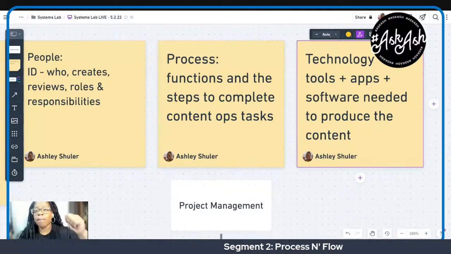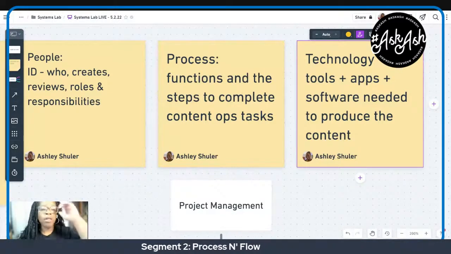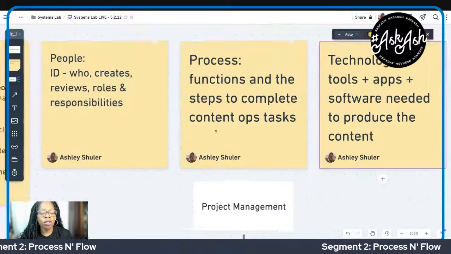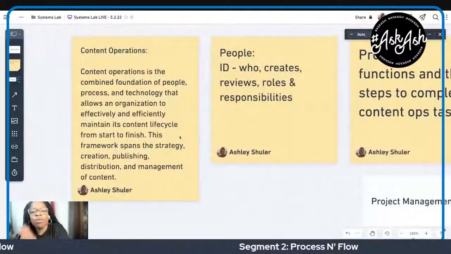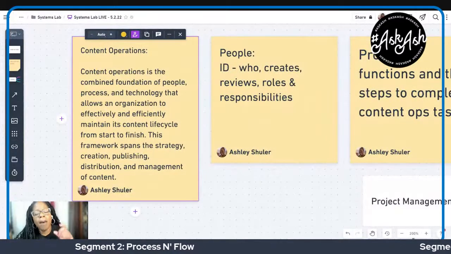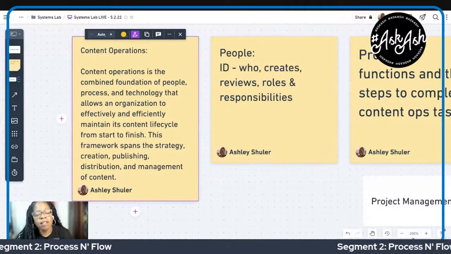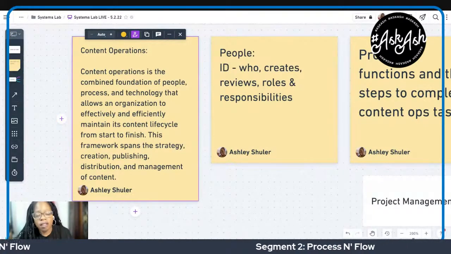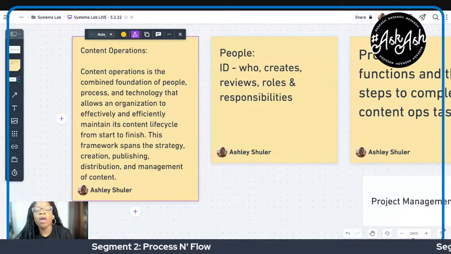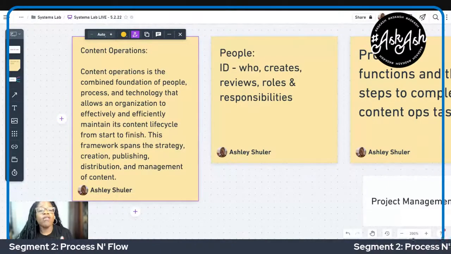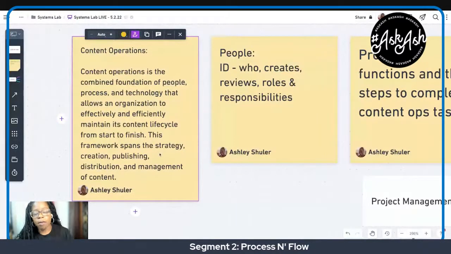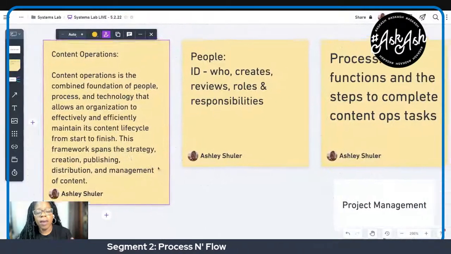So Photoshop, Adobe Premiere, any of the other ones that are out there. I want to go back so that we can understand the definition and then go through these pieces. Content operations is the combined foundation of the people, process, and technology that allows an organization to effectively and efficiently maintain its content cycle from start to finish. This framework spans the strategy, creation, publishing, distribution, and management of the content.